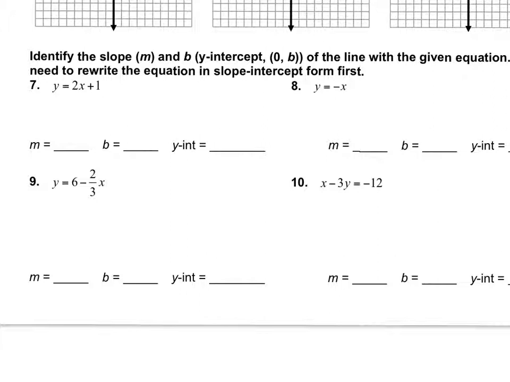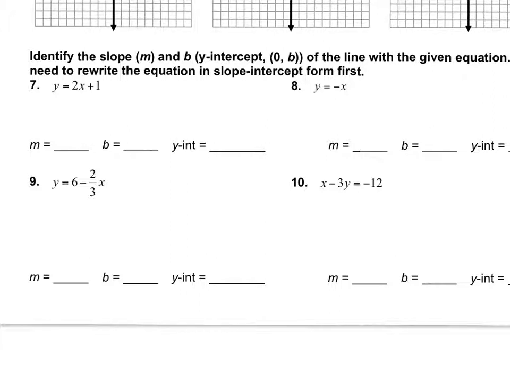All right, so for number 7 and 8 and 9 and 10, it says identify the slope and the b-intercept of the line. And the key word is you might need to rewrite the equation into slope-intercept form. Some of us did number 7, but we'll go ahead and do it anyway.